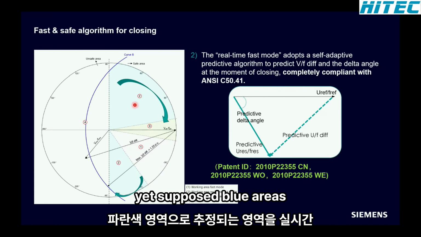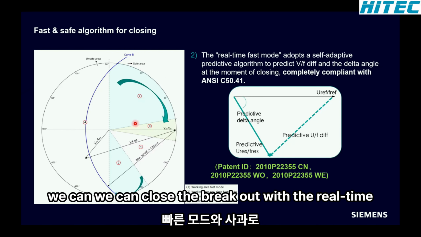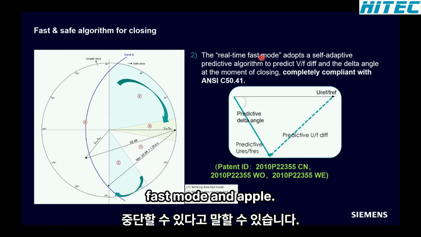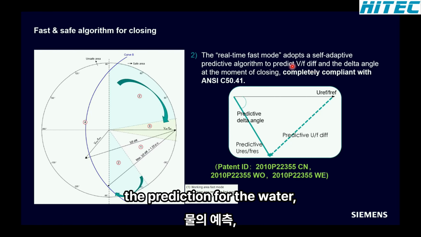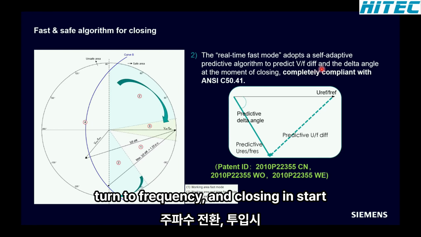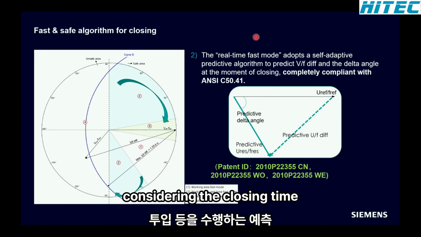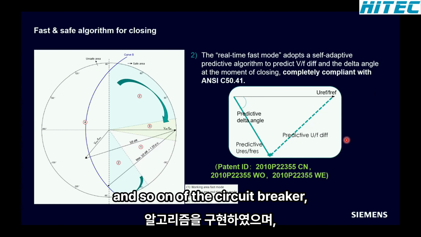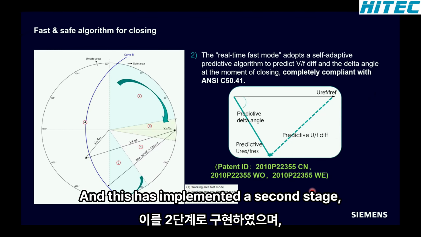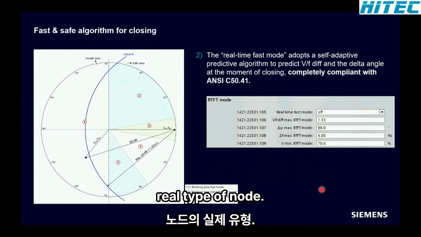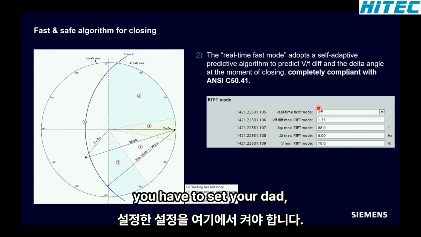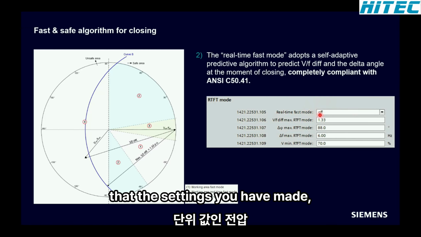And this is, of course, here the safe area. So that means in both blue areas, we can close the breaker with the real-time fast mode, and therefore we have implemented the predictive algorithm to do the prediction for the voltage, the frequency and the delta angle at the closing instant. This also considers the closing time of the circuit breaker, and this is implemented as a second stage here in our device. So for that as well, you find the second stage, RTF mode, meaning real-time fast mode. And for that, you have to set the settings here. You have to switch it on.